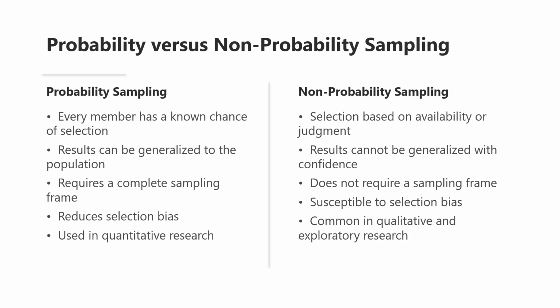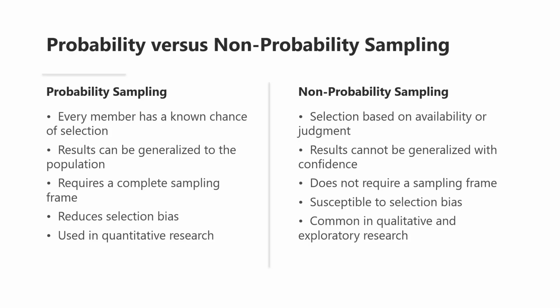The two major categories of sampling are probability sampling and non-probability sampling. In probability sampling, every member of the population has a known, non-zero chance of being selected. This requires a complete list of all members of the population, called a sampling frame. Because selection is based on mathematical probability, the resulting sample is likely to be representative of the population, and findings can be generalized from the sample to the larger population. Probability sampling reduces selection bias and is considered the gold standard for quantitative research and large-scale surveys.